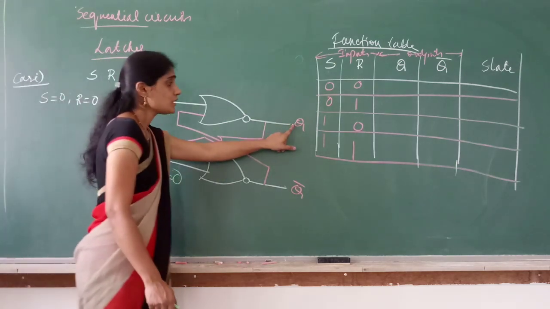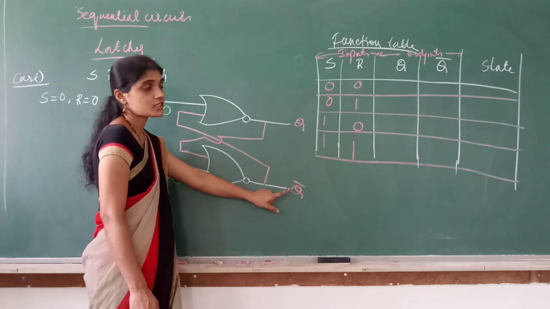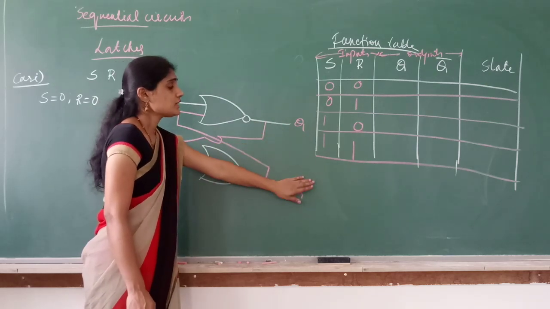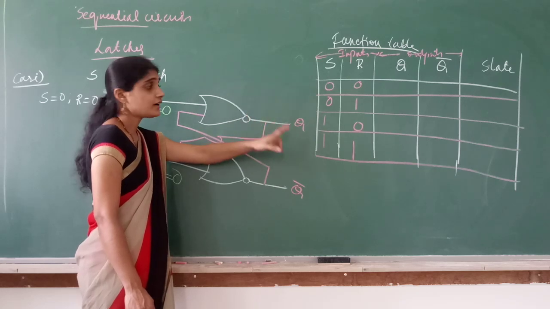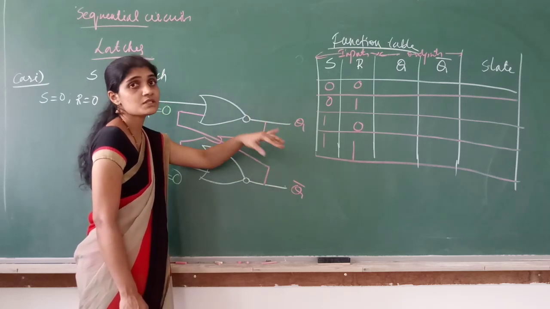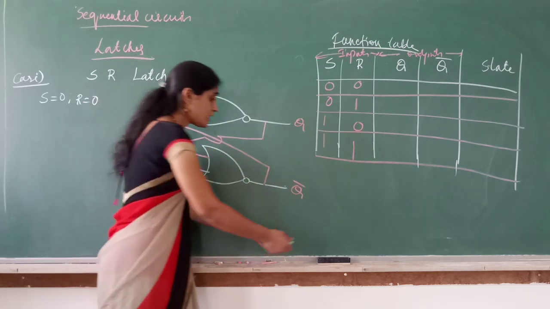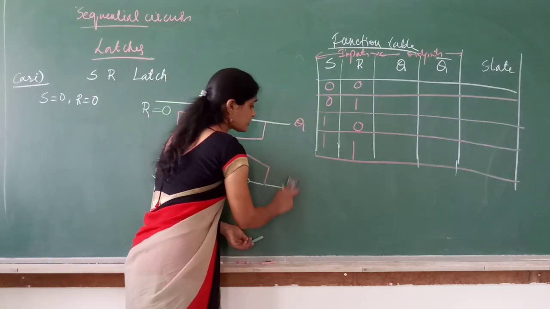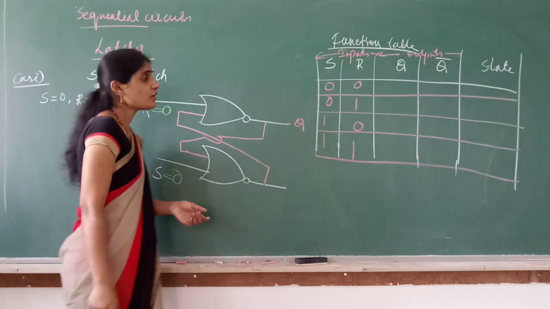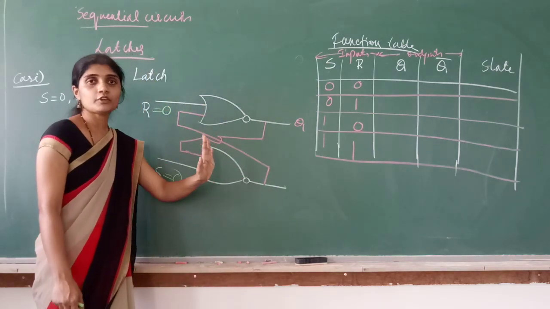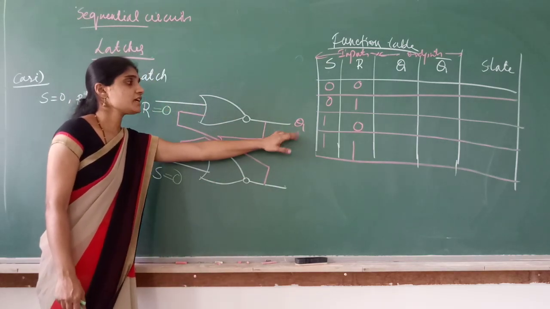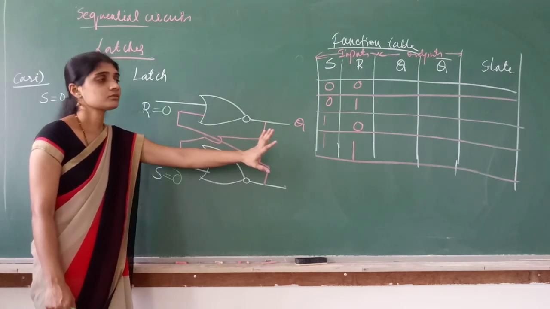It is Q, right? Please don't take this as 2 outputs. It is only one output. It is always Q. It is better you don't consider this Q bar at all. It is only one output Q. Q bar is just the complement of Q. That's all. So this previous state can be either 0 or 1.